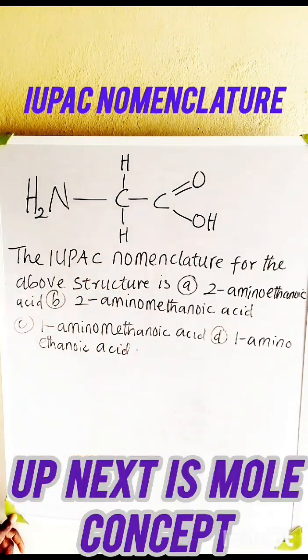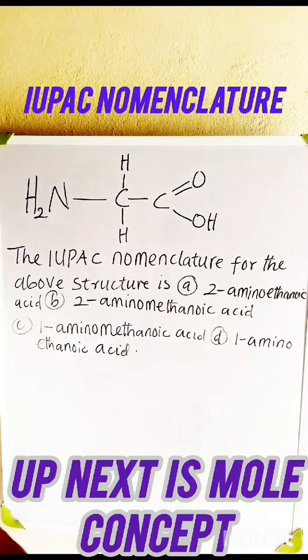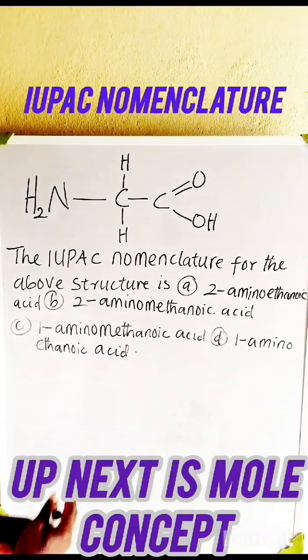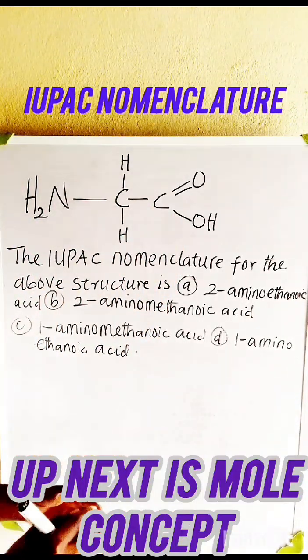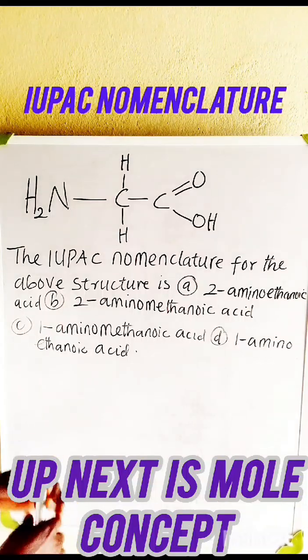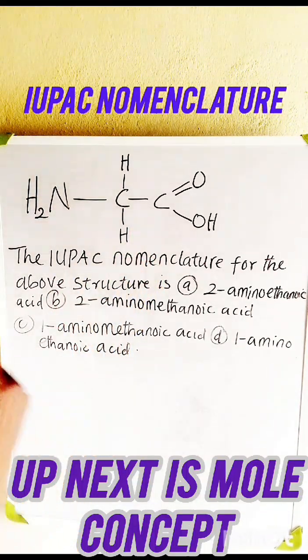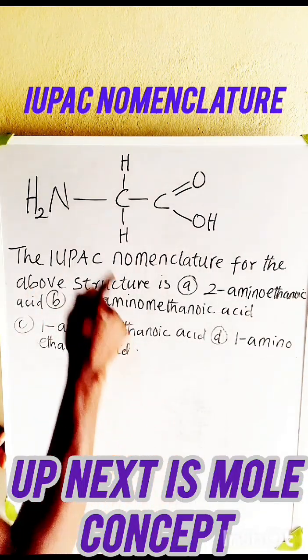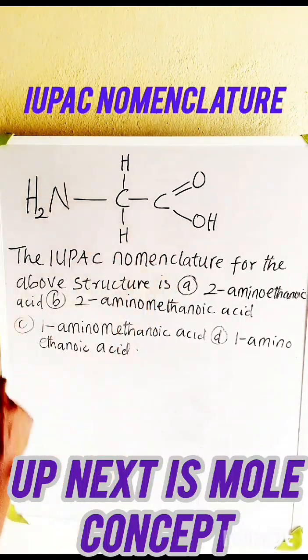This question is very simple. Now let's work it out. Whenever you have an organic structure like this, whereby you have two functional groups attached, it is very simple. Assuming it was one functional group that was attached to this structure, the rule has it that we should give preference to the side to which that functional group is attached. But in this case, we have functional groups at both ends of the structure.